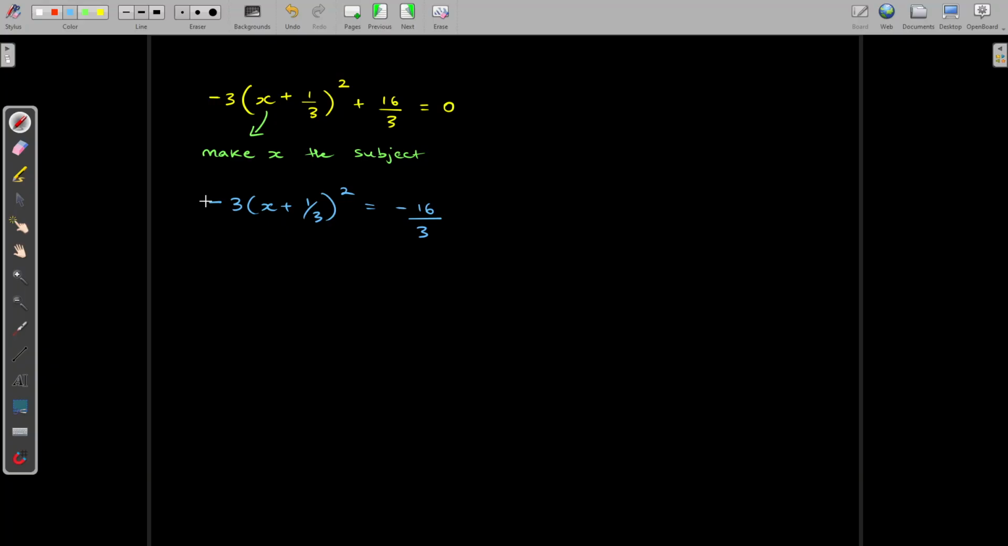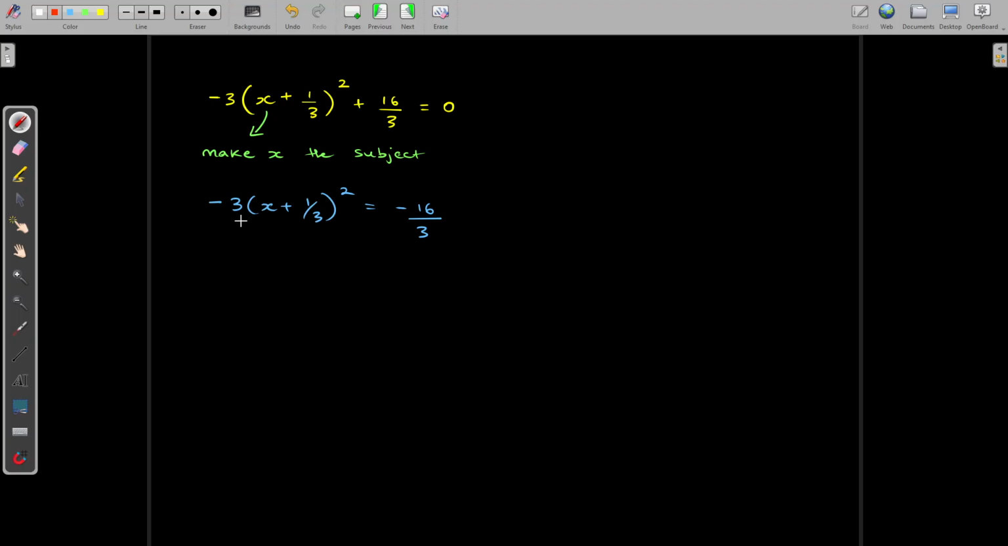Next is to get rid of this negative 3. We can't get rid of this squared as yet, because it's based on the reverse order of operations, what we can do first. So whatever we would usually do first, that's what we have to do last. So now we need to get rid of this negative 3.